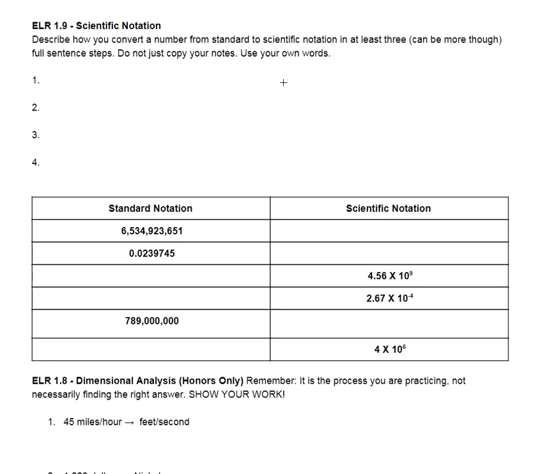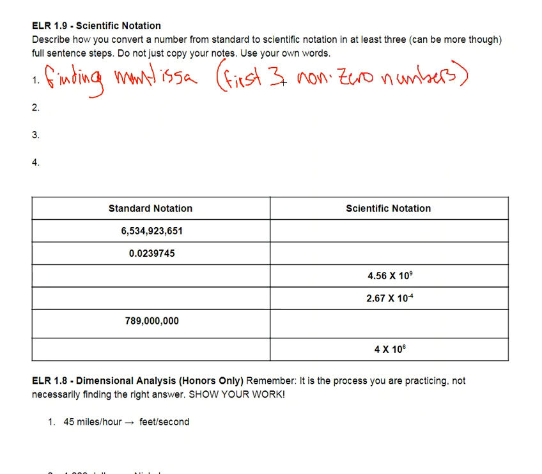So I always recommend that you start by finding the mantissa. That would be the first three non-zero numbers. The next step is to determine if you're going right or left. And the way that you are going to determine that is by looking at the exponent. So big or positive exponents are going to mean that you're going to have a big number. Negative exponents will mean that you have a little number.